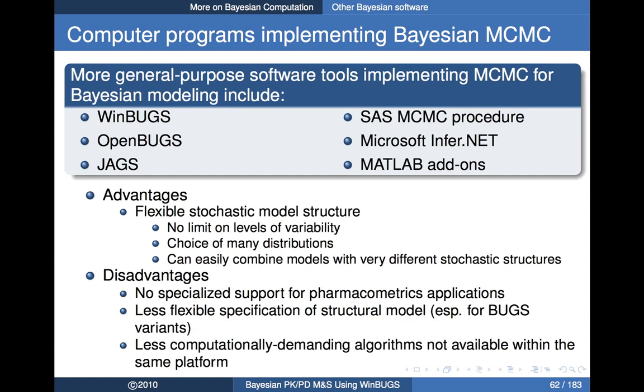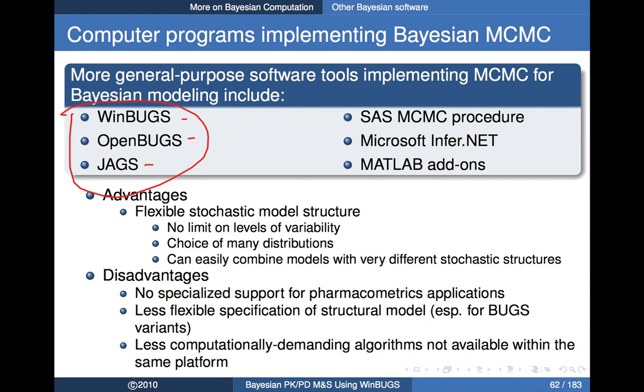Now, there are some more general purpose software tools that implement MCMC, and I've listed several here. There are only three that I have much direct familiarity with, and that's essentially the ones that use the BUGS model specification language. So that's WinBUGS, OpenBUGS, and another program called JAGS, which, believe it or not, is an acronym for just another Gibbs sampler.